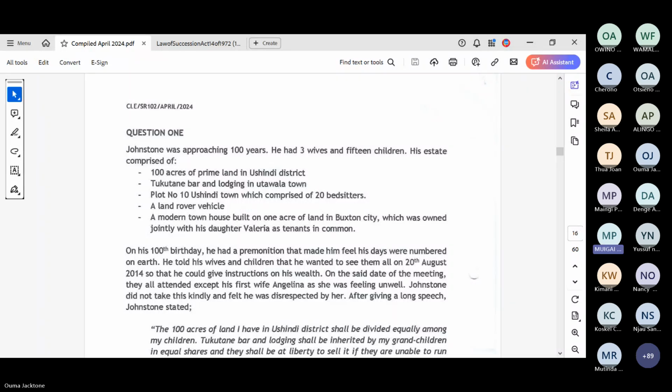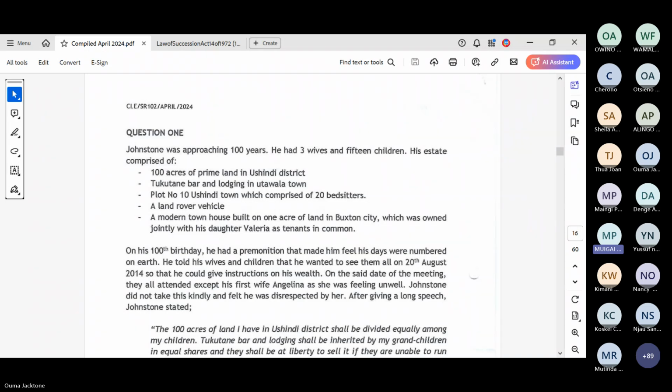On his 100th birthday, he had a premonition that made him feel his days were numbered on earth. He told his wives and children that he wanted to see them all on 20th August 2014 so that he could give instructions on his wealth. On the said date of the meeting, they all attended except his first wife Angelina, as she was feeling unwell. Johnston did not take this kindly and felt he was disrespected by her.